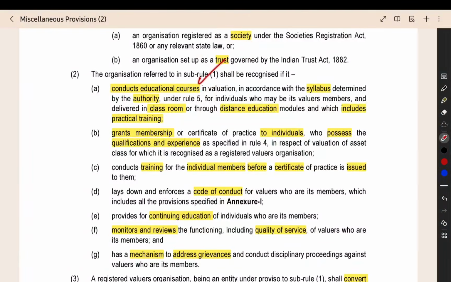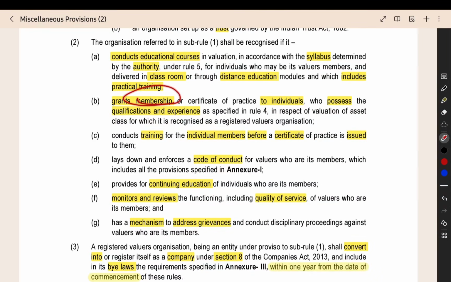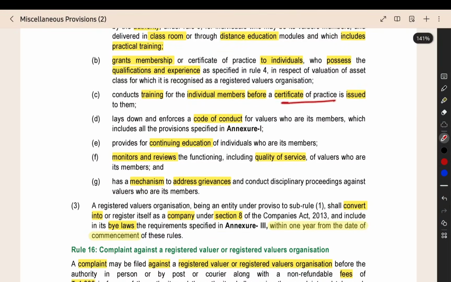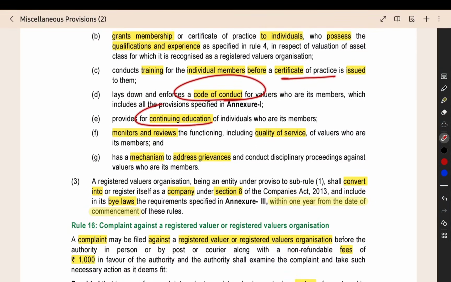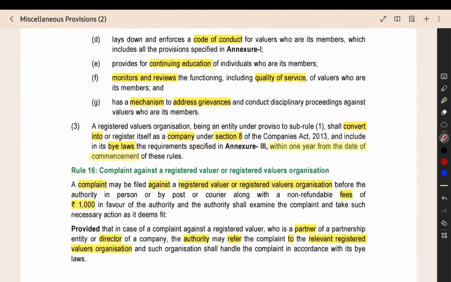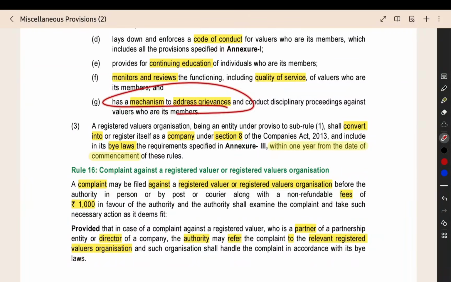Then it conducts the educational courses as per the syllabus determined by the authority, IBBI, either through classroom or distance education. Then it grants membership to individuals who have the proper qualification and experience. It conducts the training for the members before giving the certificate. A code of conduct is there. Continuing education, like for CS we have CPE, right? Continuing professional education. In the same manner, for the registered valuer also, that should be there. Mechanism to address grievances, and monitoring the quality of the service: whether the valuation assignment is performed in accordance with the valuation standards, and whether the quality is maintained or not.